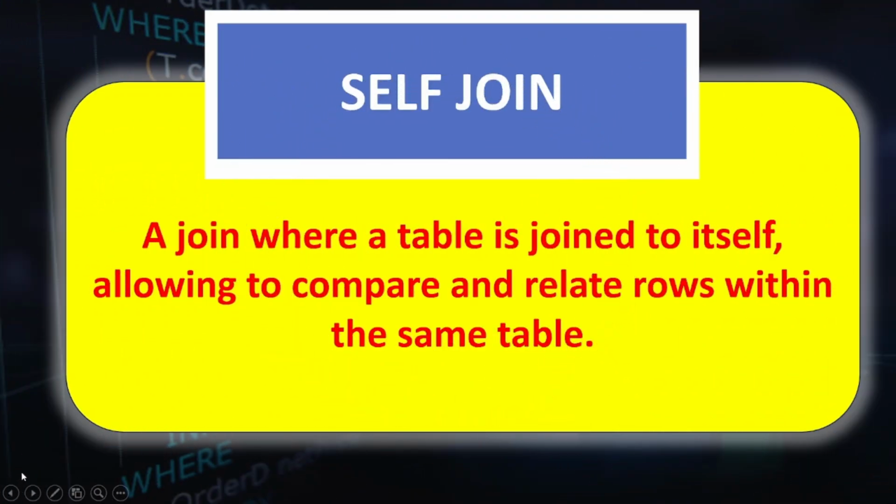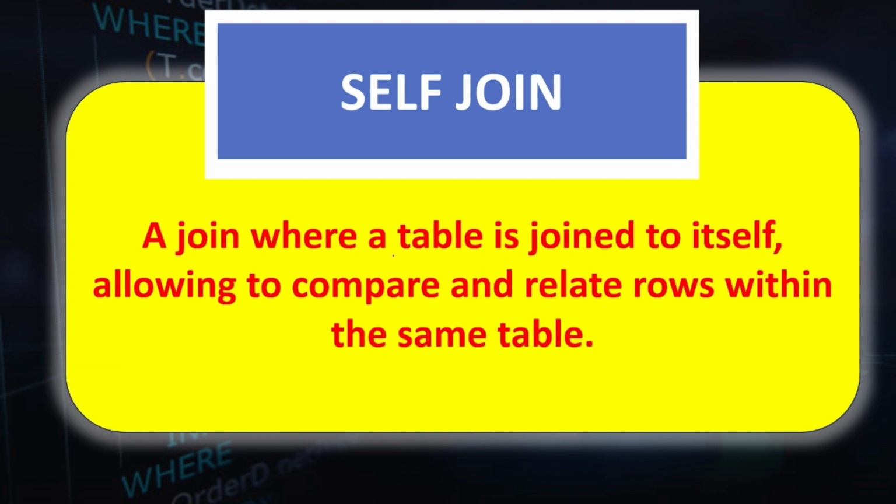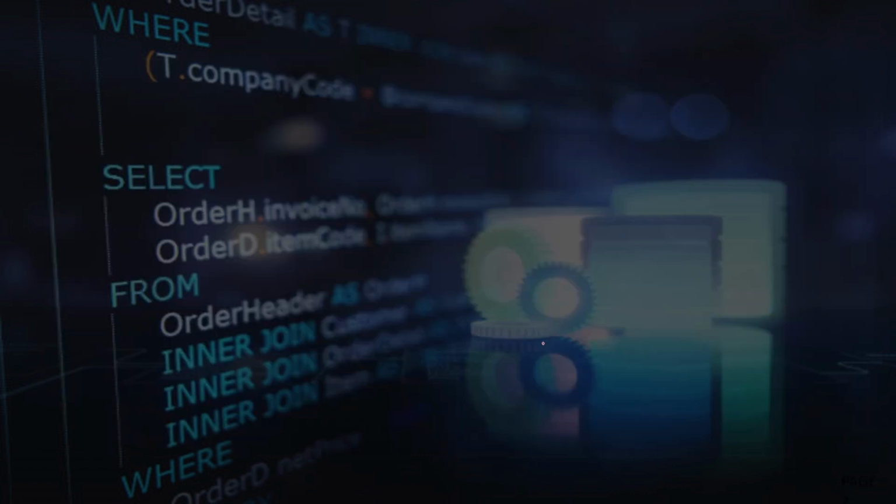A self-join is a join where the table is joined to itself. So you may have a kind of data wherein the data stored in the same table needs to be joined for some purpose, and we are going to explore those. This basically allows us to compare the interrelated rows within the same table.